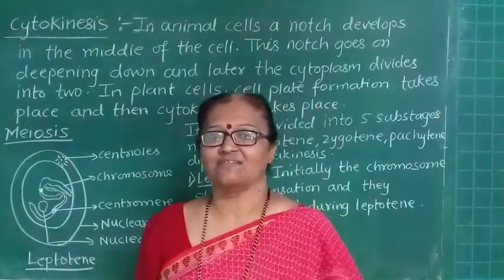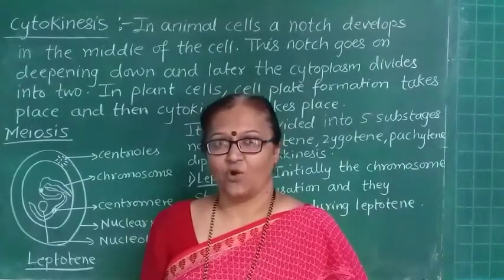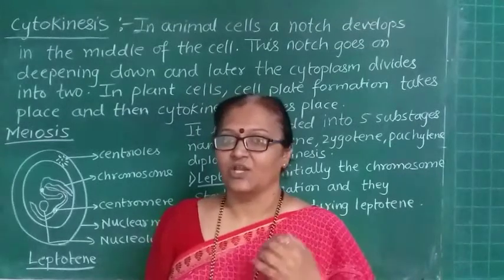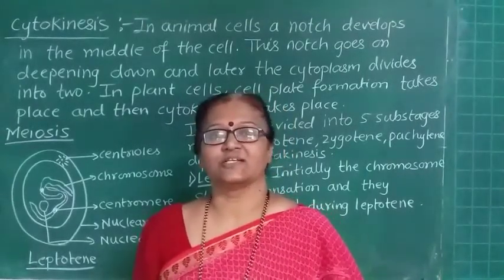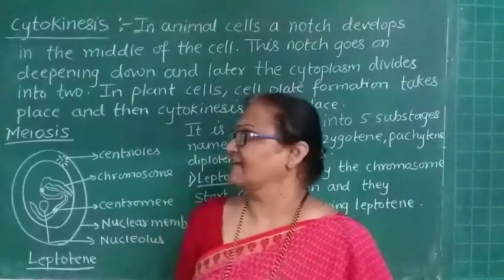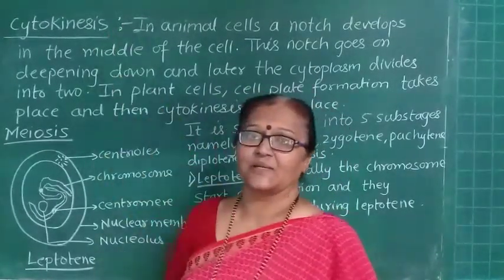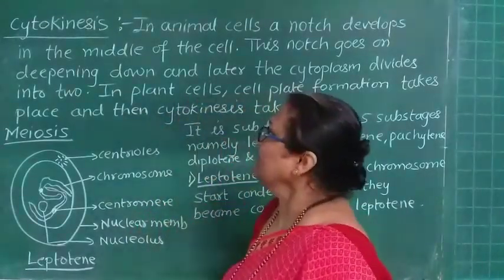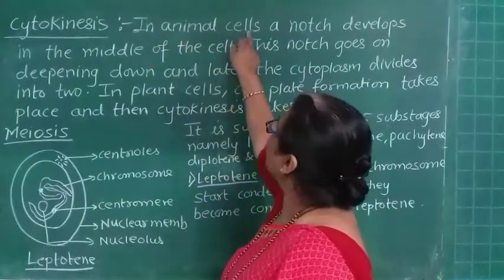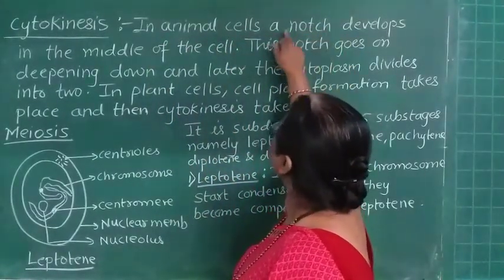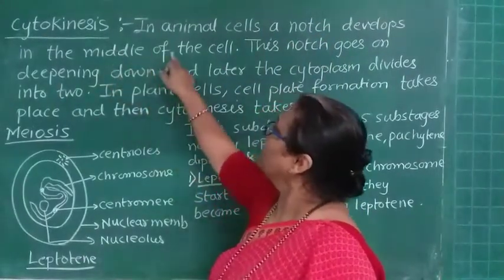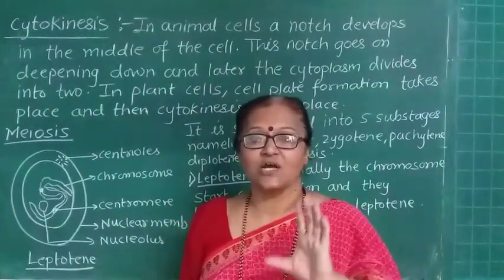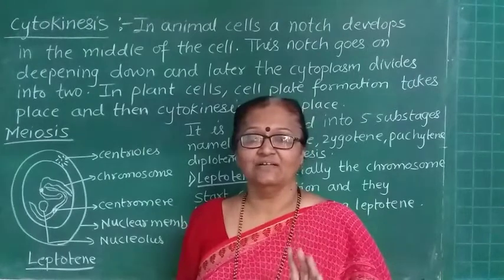Before this we have seen all the changes occurring in the nucleus, that is karyokinesis. Now the next point that we are going to study is cytokinesis. Cytokinesis is a division of the cytoplasm. See what it tells us. In animal cells, a notch develops in the middle of the cell.